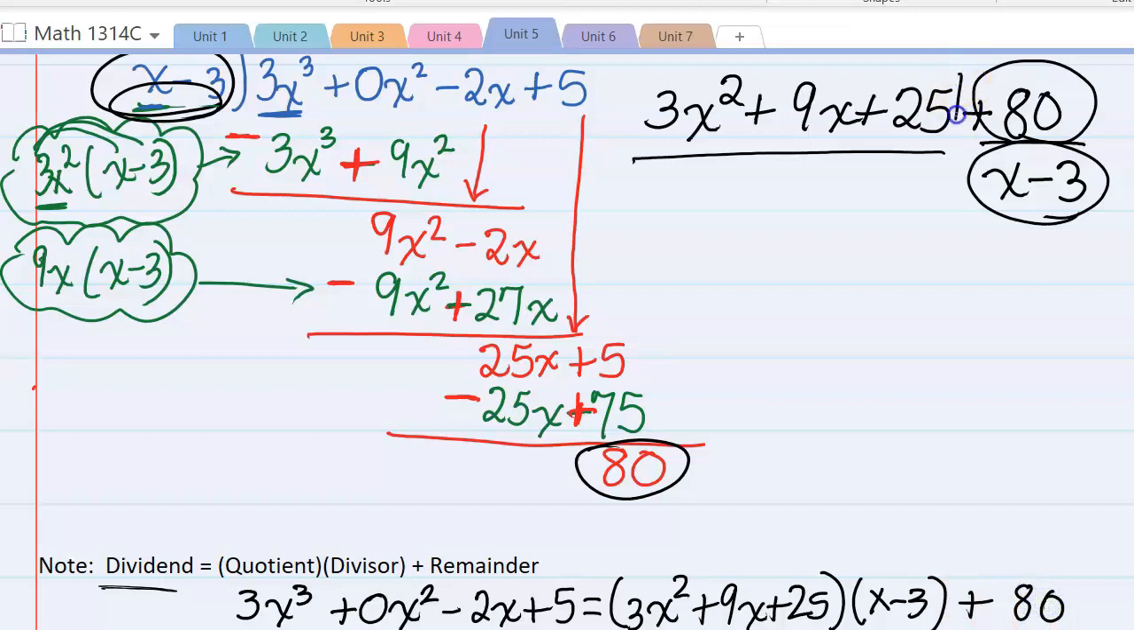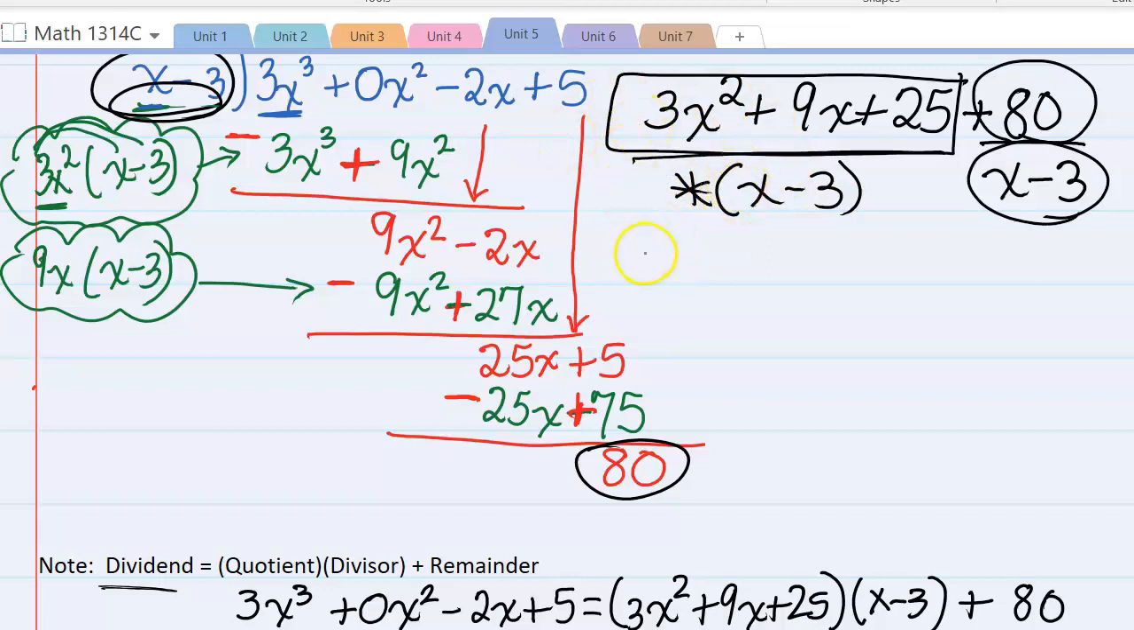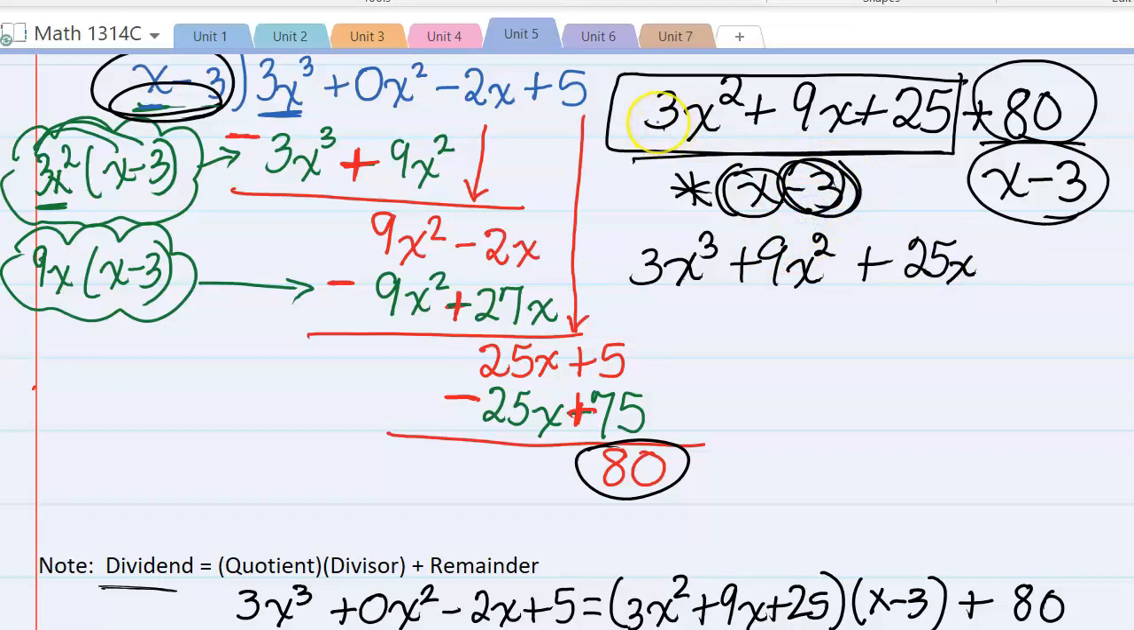So in other words, if I would have multiplied my quotient times x minus 3, we can do the math, let's do that. So we get 3x cubed, multiplying everybody times x, plus 9x squared plus 25x. Then I'm going to multiply everybody times negative 3. So negative 3 times 3x squared is going to be a negative 9x squared. Negative 3 times 9x is a negative 27x. And negative 3 times 25 is a negative 75.